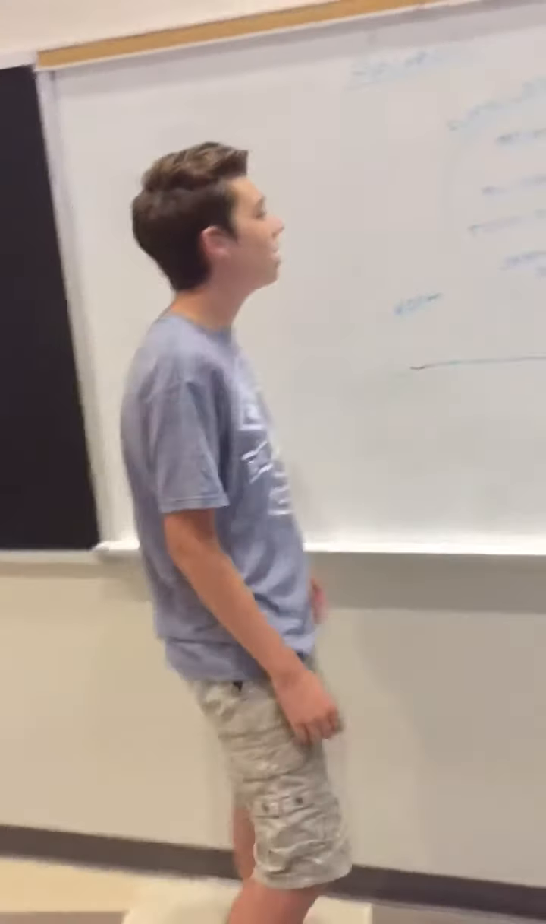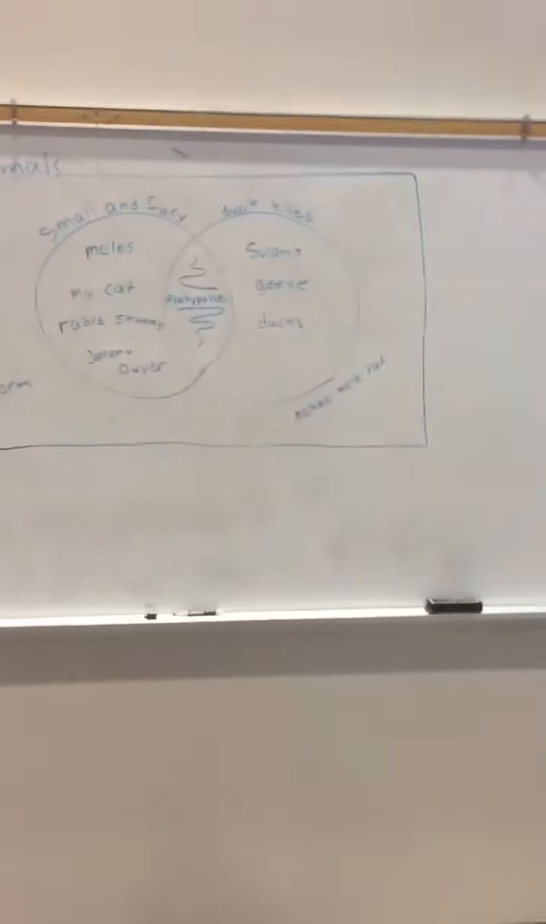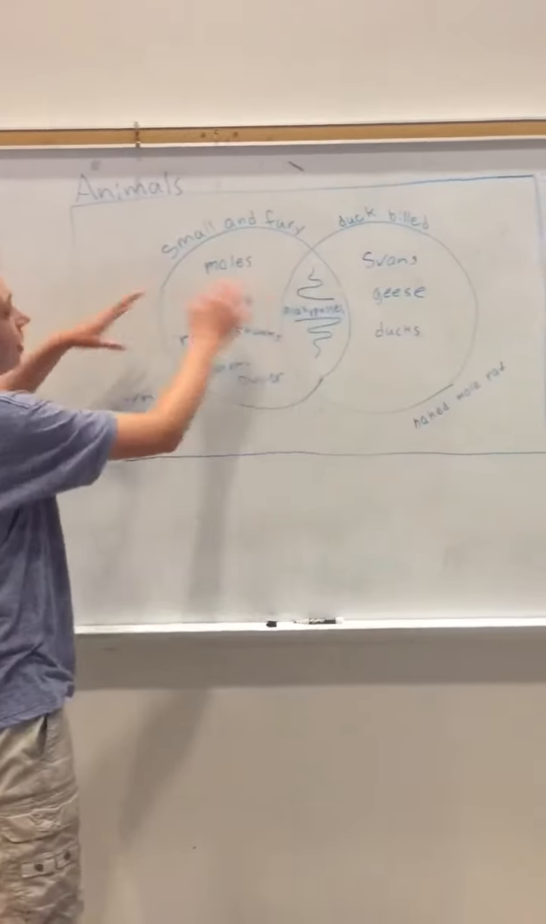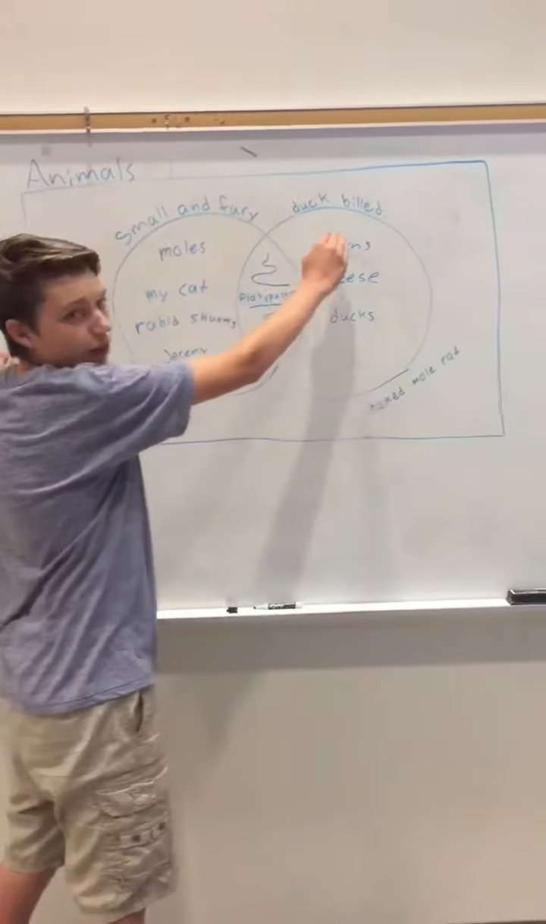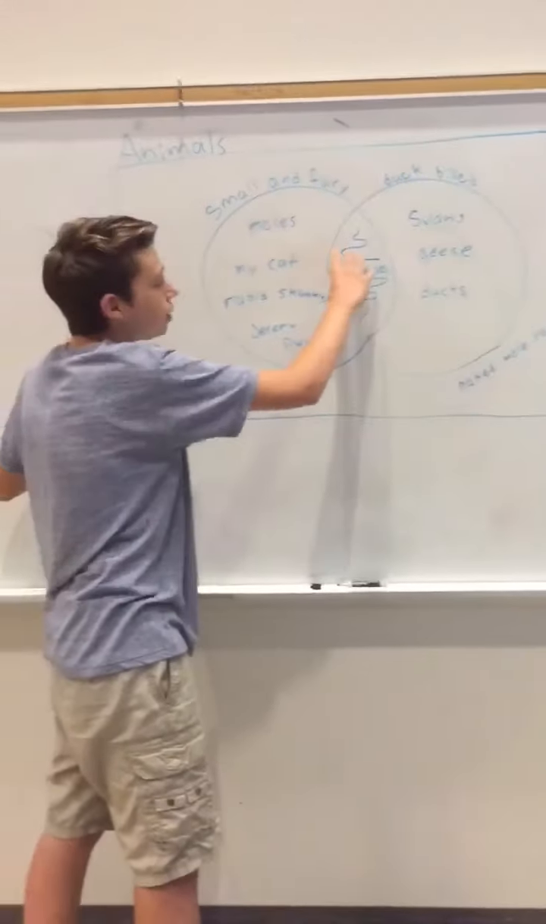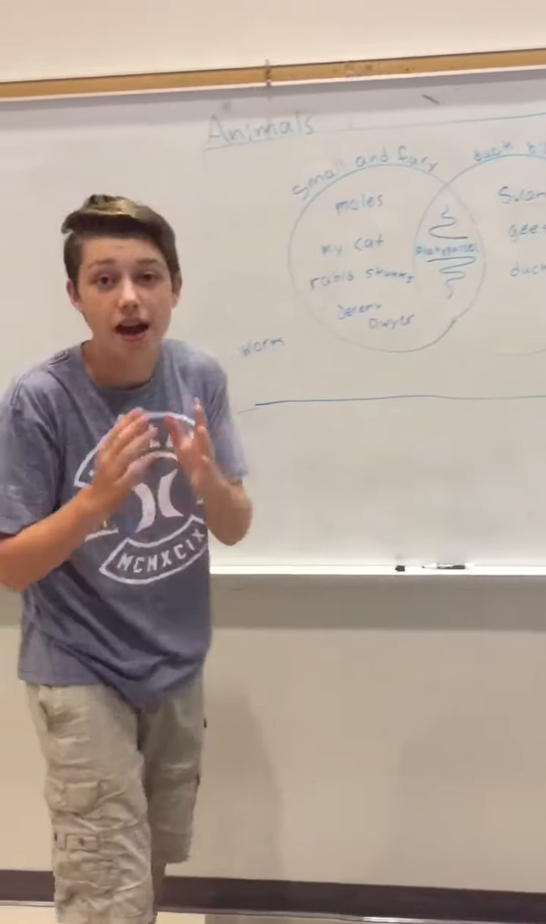Alright, so we have a Venn diagram here and a rectangle outside. You might be wondering, what the heck is this rectangle for? Well, that's just showing all animals. And beside that, you have small furry animals and duck-billed animals. The small and furry animals are this side, and duck-billed are this side. But in the middle, that's where there's a small furry animal and a duck-billed animal.